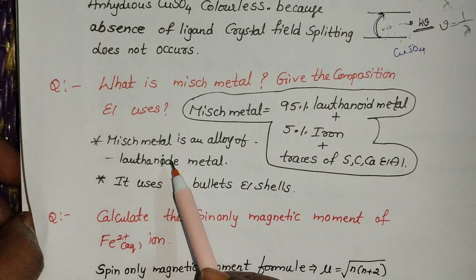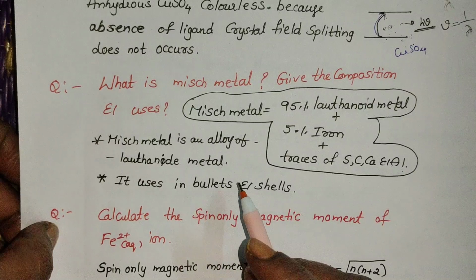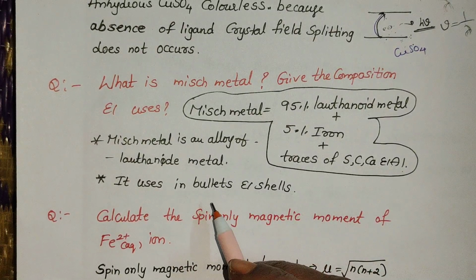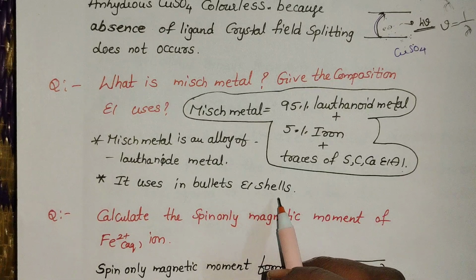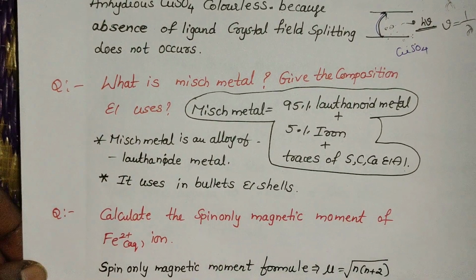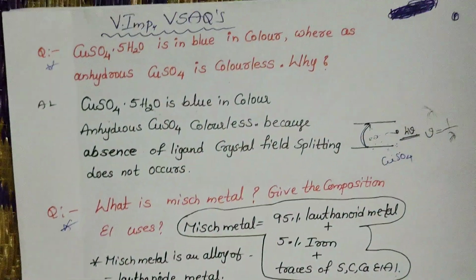Okay, this alloy of lanthanide metal is used especially in flints, lightweight protecting jackets, life protecting jackets, bulletproof jackets, and for shells preparation and bullets preparation. It is also useful. This is about mish metal. It is also a very important question, we may expect these types of questions.